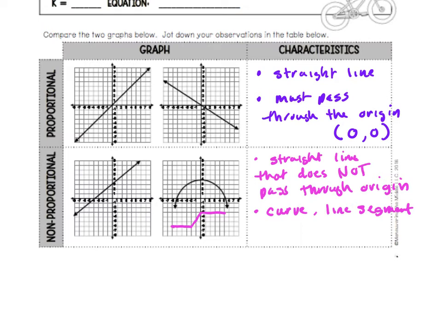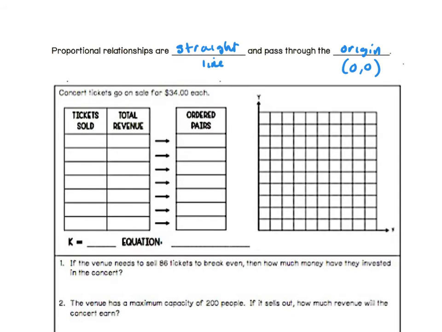So now let's try to build a table, a graph together. So please turn to page 32. All right, so this is our reminder that proportional relationships are straight lines and pass through the origin. So that's what we're looking for in a proportional relationship. So if we look, we have a lot of blank things in here, and they just give us one little piece of information. And from this one little piece of information, we can build all of this.